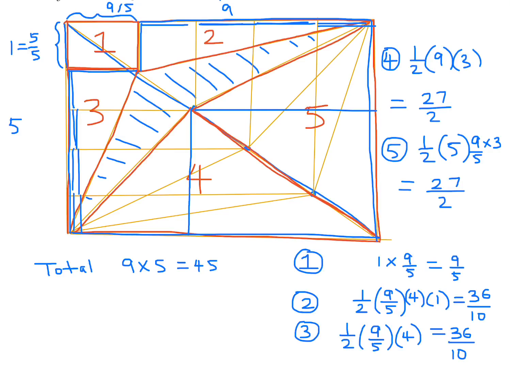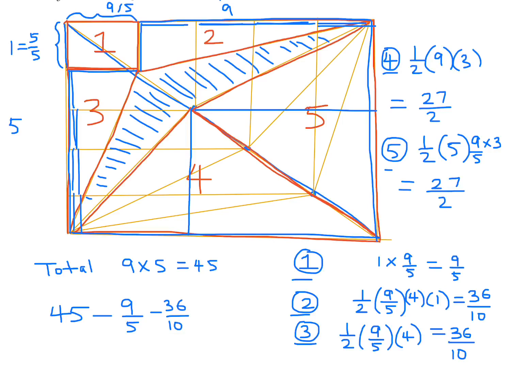All right, so now we've got it all. To get the area of the shaded region, we take 45, which is the total, and subtract 1, 2, 3, 4, and 5. So subtract 9 over 5, subtract 36 over 10, minus 36 over 10, minus 27 over 2, and the final 27 over 2. All right?